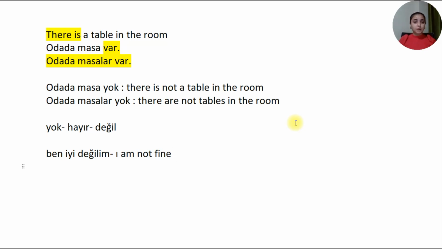And for yok word, you need to say something absent. For example, there isn't something in somewhere. There aren't something in somewhere. This is the main difference between them. For example, evde ekmek yok. Now I said there is no bread at home. This is the main difference.